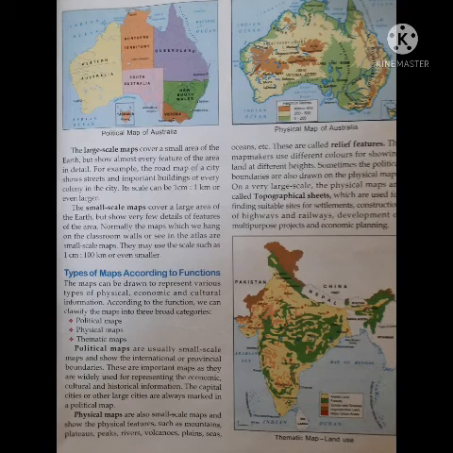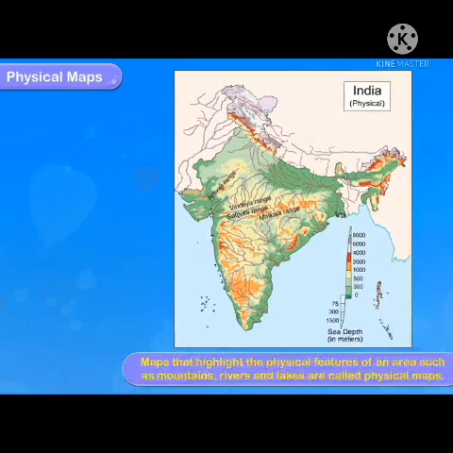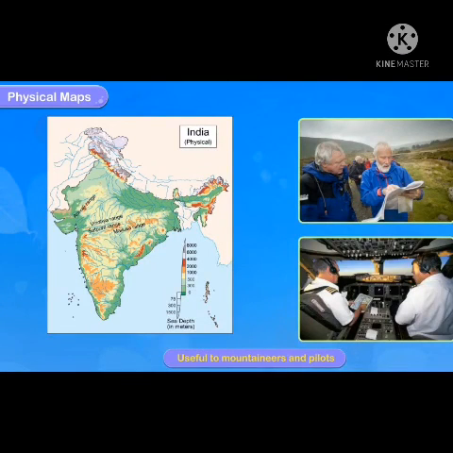Types of maps according to the function. Maps are generally classified into three types. These are physical maps, political maps, and thematic maps. Physical maps. Maps that highlight the physical features of an area such as mountains, rivers, and lakes are called physical maps. Physical maps are very useful to mountaineers and pilots.